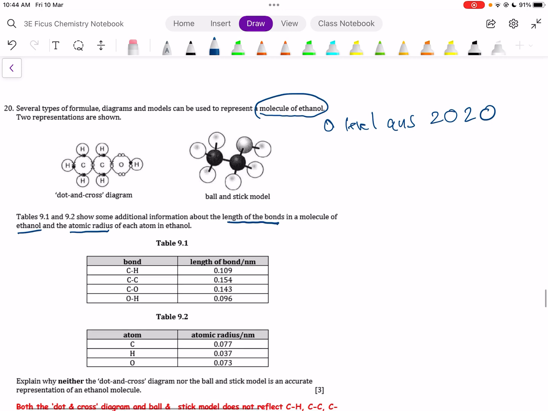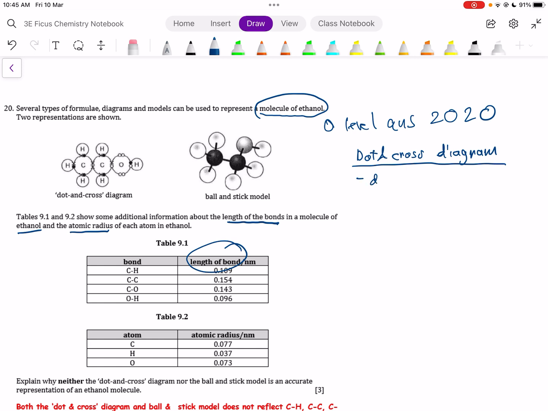Okay, so now you have 2 pieces of info. Let's look at maybe the dot and cross diagram first. You've got to compare against the real data when you're given the atomic radius, as well as the length of the covalent bonds. So first thing, from a dot and cross diagram, can you compare to the length of the bonds? Pause for a while and then think about it.